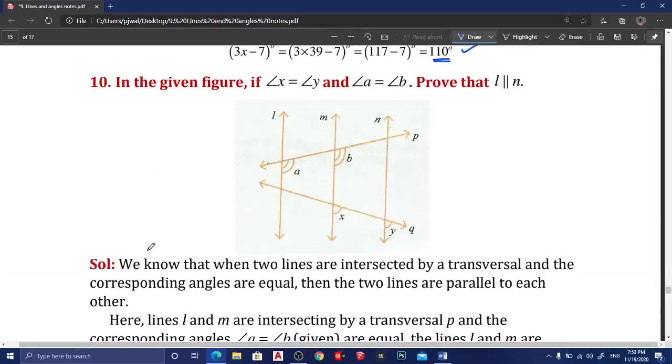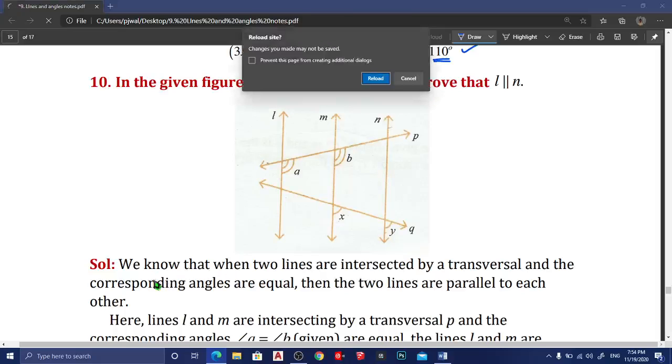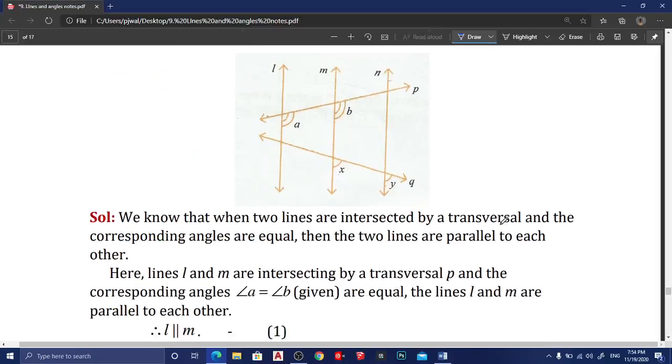Observe here: we know that when two lines are intersected by a transversal and the corresponding angles are equal, then the two lines are parallel to each other. I already explained this in the previous sessions. How can you prove that the given two lines are parallel to each other? By measuring the two corresponding angles. If they are equal, then you can tell that the given two lines are parallel to each other. So that's the property I have to use here also.